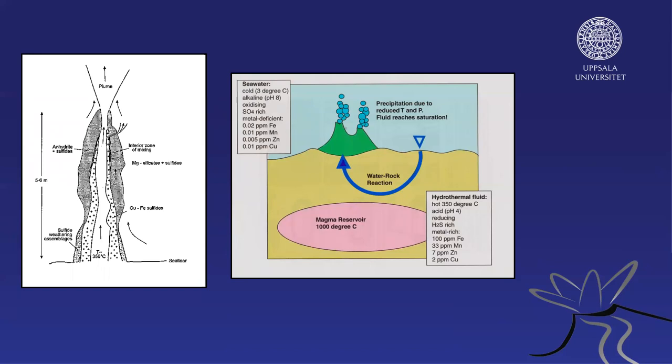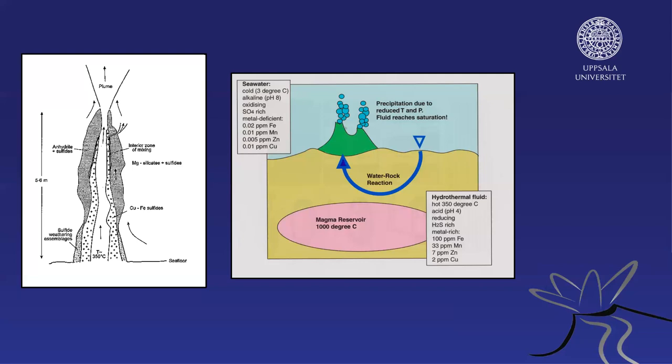You have seawater, it's cold, it's alkaline, it's sulfate rich, it's oxidizing, and contains very few chemical elements, metals. It goes into the oceanic crust, goes close to the magma reservoir, and then it is transformed, it becomes very hot. So it has the capacity to leach metals and it becomes a hydrothermal fluid. It's hot, it's acid, it's reducing, it's rich in sulfur and contains a lot of metals. So this is what a black smoker chimney looks like. Inside, we have sulfides, and as it goes toward the top, we have anhydrite, which is a sulfate.